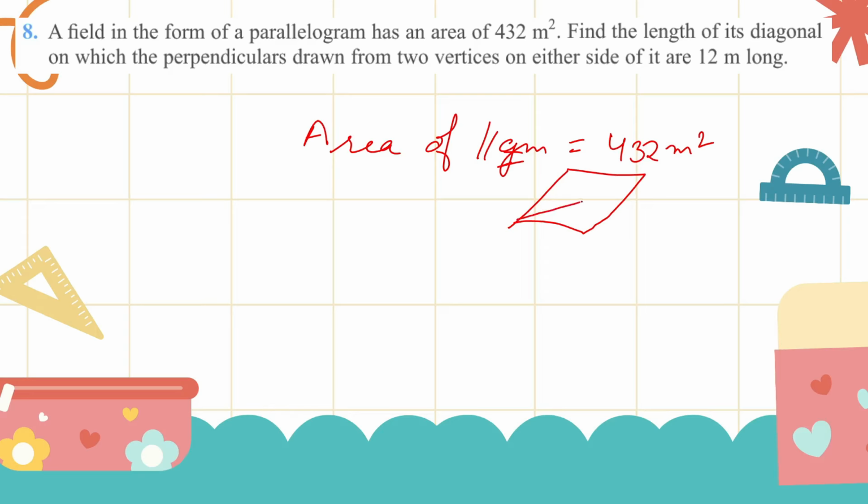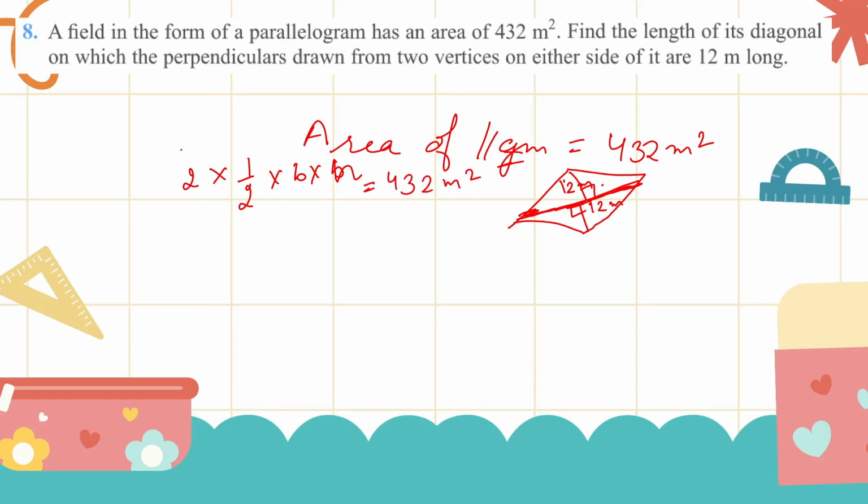So we need to complete this figure that is given like this. On either side of it, this is given. Both are 12 meter and 12 meter. Here two perpendiculars are given. We need to find this one diagonal, which is the base for these two triangles. It means the area of the parallelogram we can write as 2 times the area of the triangle, means 2 times half into base into height equals 432 meter square.